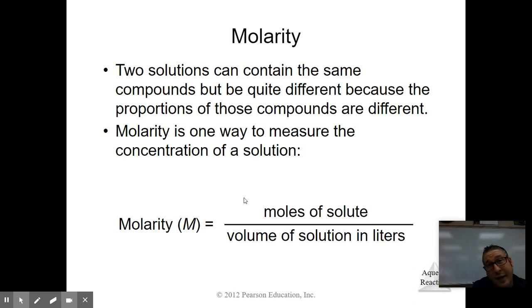When we get to the next section, we're going into a little bit of math here, but nicely enough, it's going to be all formula based. So we're going to be talking about what molarity is.